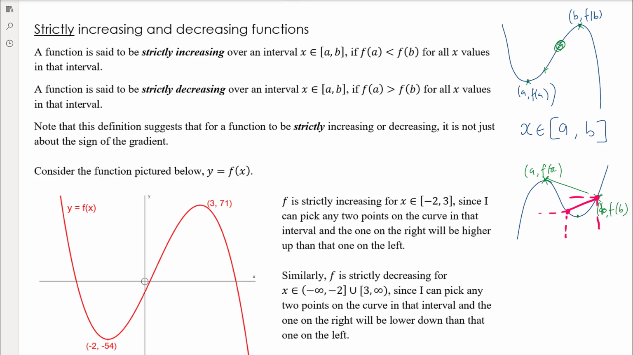So it needs to be the biggest set of values where you can pick any 2 points in that interval, including those endpoints, and if it's increasing, the point on the right will always be higher up than the point on the left. If it's decreasing, the point on the right will always be lower down than the point on the left. Okay, I don't want you to invest too much time worrying about this.